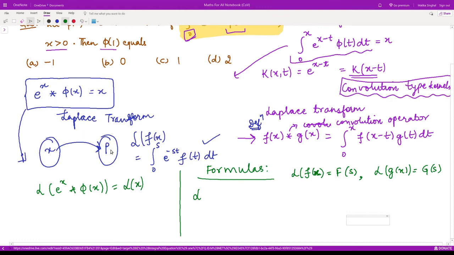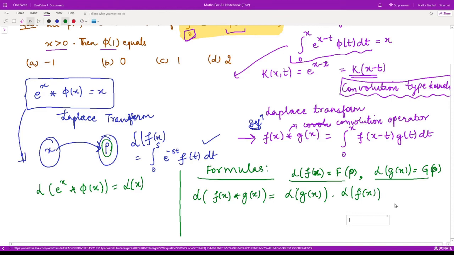Or if we are talking about in the p domain, let's call this f of p and g of p. This could be some function. We know that the Laplace transform of f of x star g of x would simply be equal to the product of the Laplace transform of g of x multiplied by the Laplace transform of f of x, or we can write this simply as g of p multiplied by f of p. So we can use this formula over here.